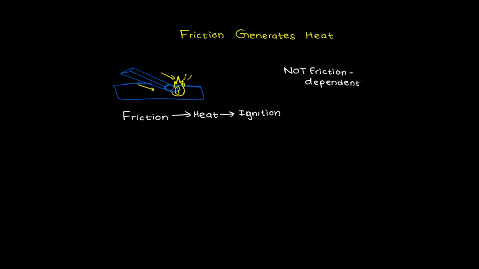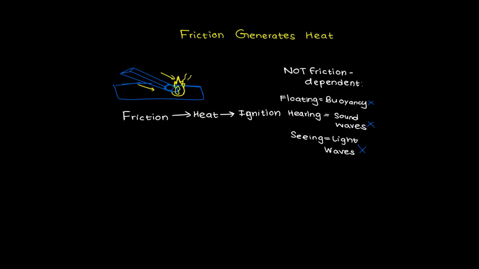Floating in water is about buoyancy, density and displaced water, not friction between surfaces. Hearing involves sound waves vibrating through air and being detected by your ear, no surface friction involved. Seeing colours is about light waves and your visual system, also unrelated to friction.